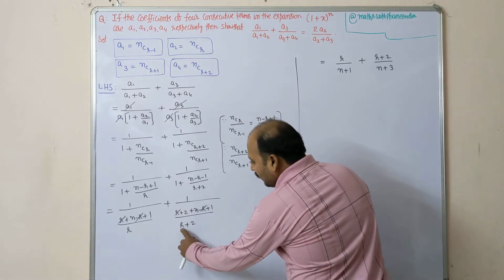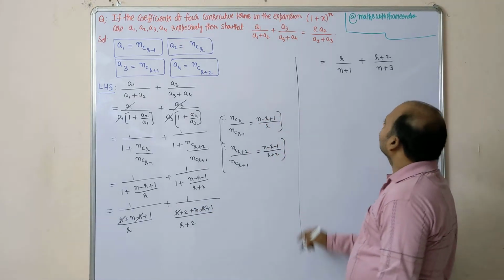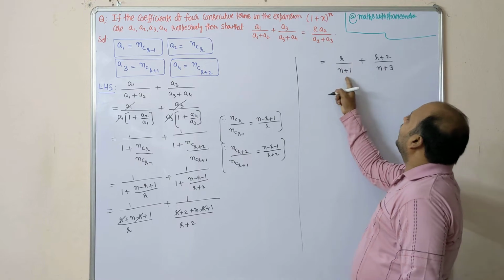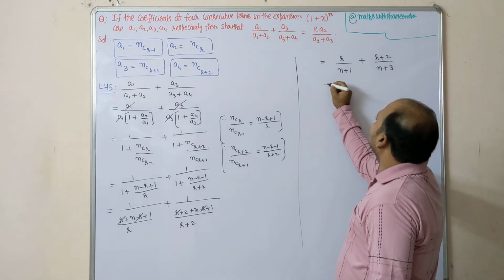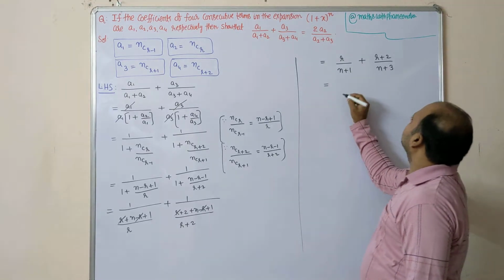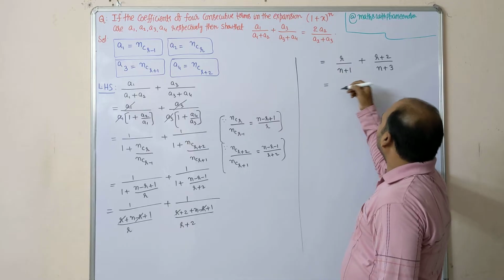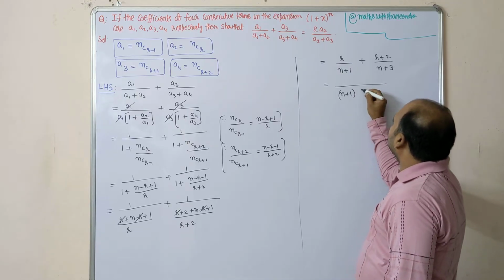So here it is r plus 2. Here n plus 2 minus 1 is n plus 1... So r by n plus 1 plus r plus 2 by n plus 3, which is equal to, if you want, take the LCM, otherwise leave it like this. Better to take the LCM: n plus 1 into n plus 3.